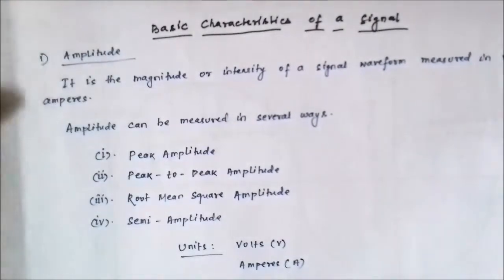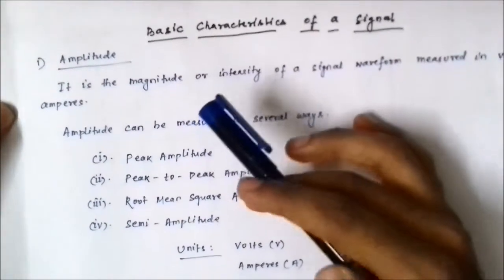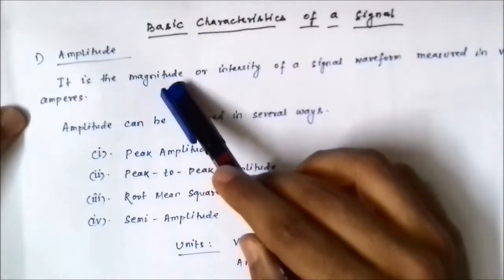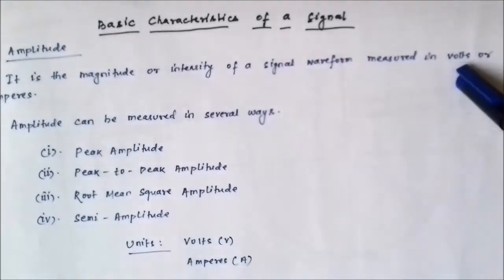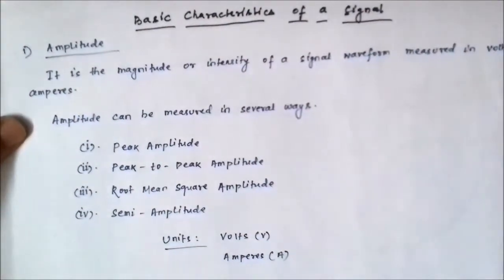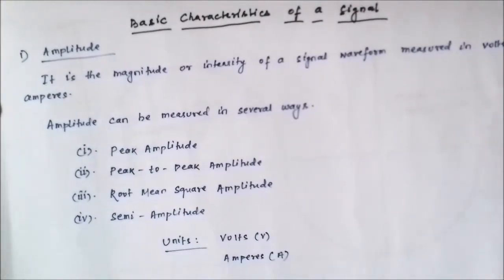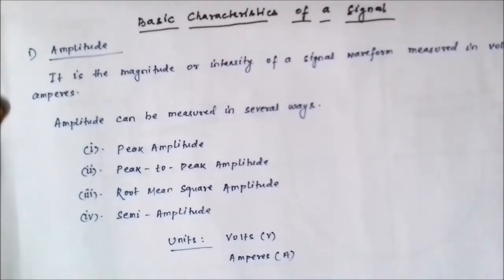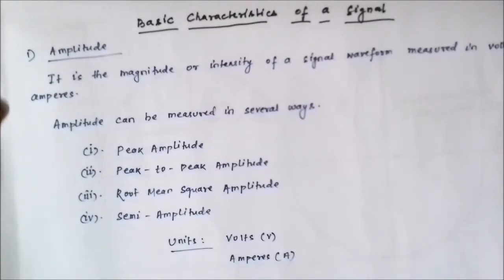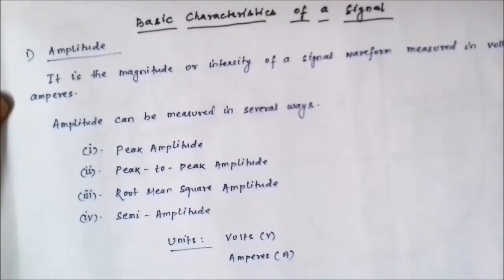First, amplitude. What is the amplitude of a signal? Amplitude is defined as the magnitude or intensity of a signal waveform which is measured in volts or amperes. As I said previously, signals in communication systems are generally in the form of voltage or current. So the amplitude of that signal will always be in terms of volts or amperes: volts if it's a voltage signal, and amperes if it's a current signal.